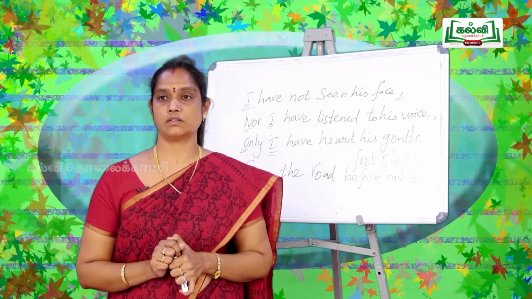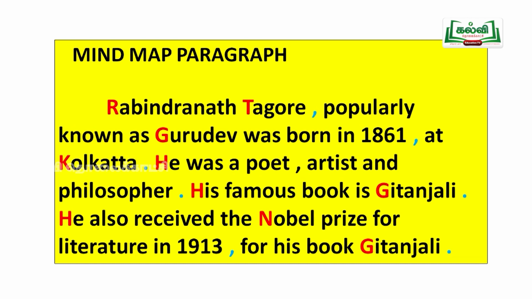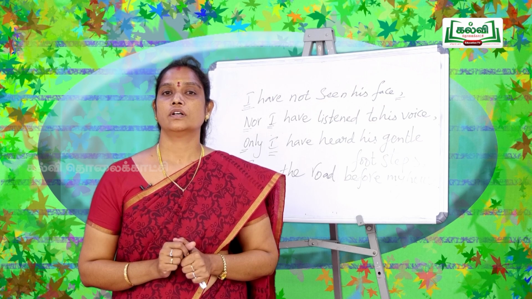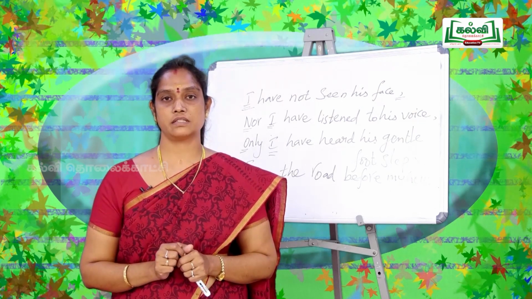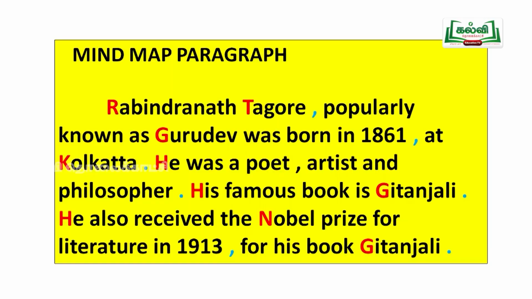So, Rabindranath Tagore was born in 1861. Which place? At Calcutta. He was popularly known as Gurudev. So his famous name is Gurudev. He has written a book named Geetanjali. So for writing that book Geetanjali, he has been awarded a Nobel Prize. That sentence also you have to write here. So finally, you have to write it in such a way.